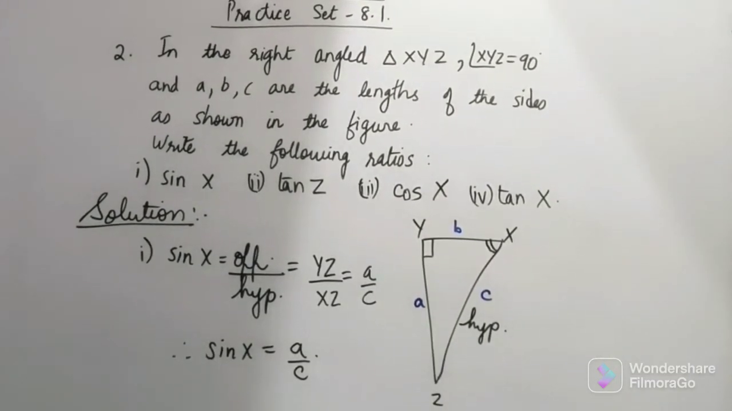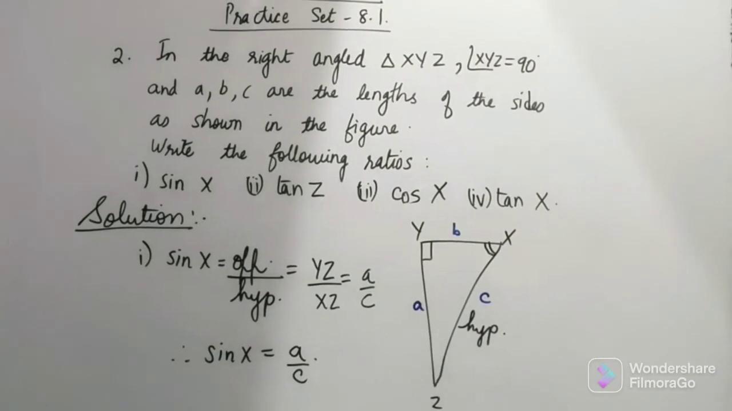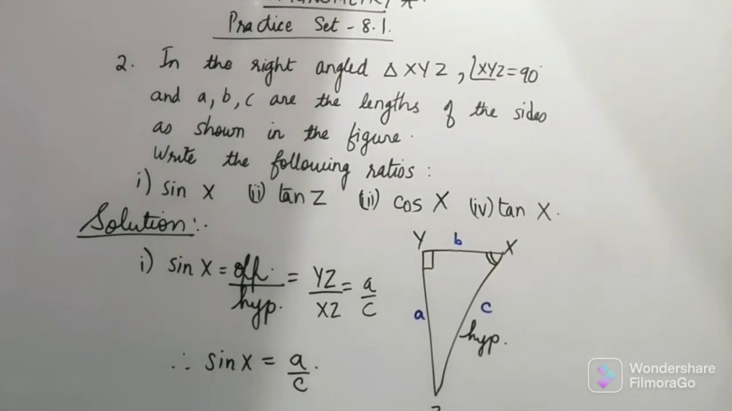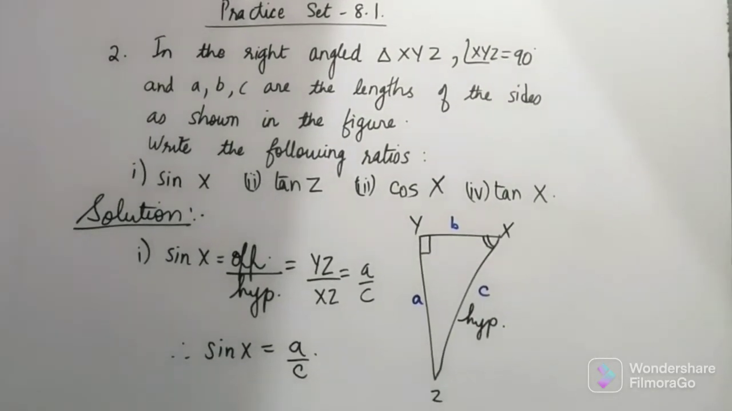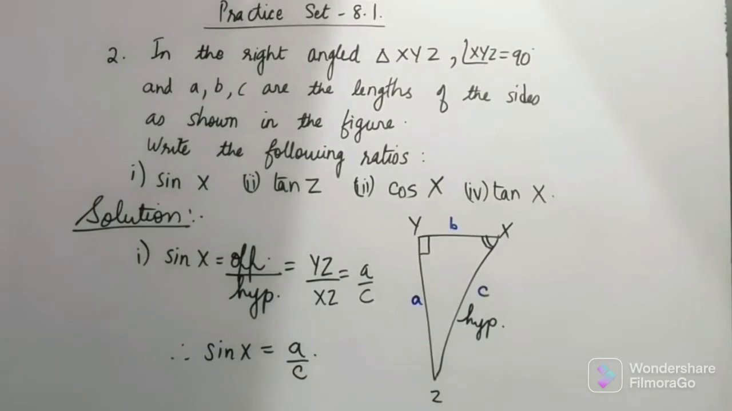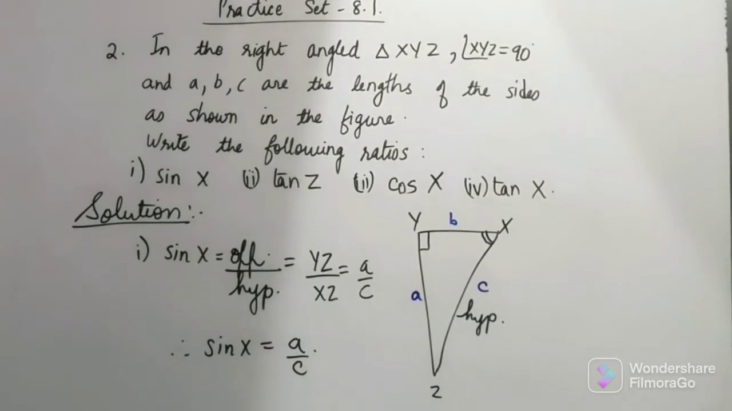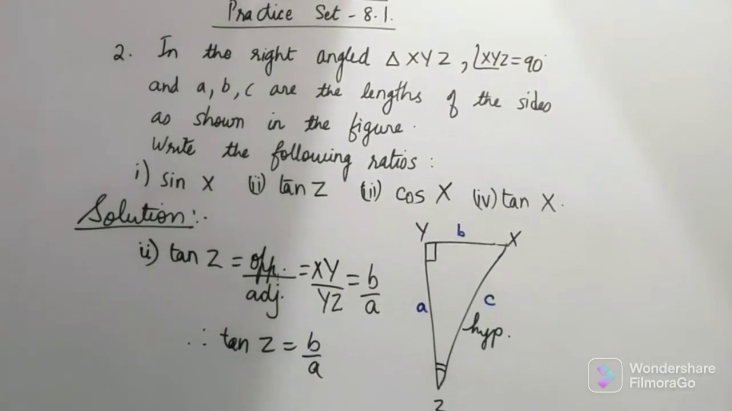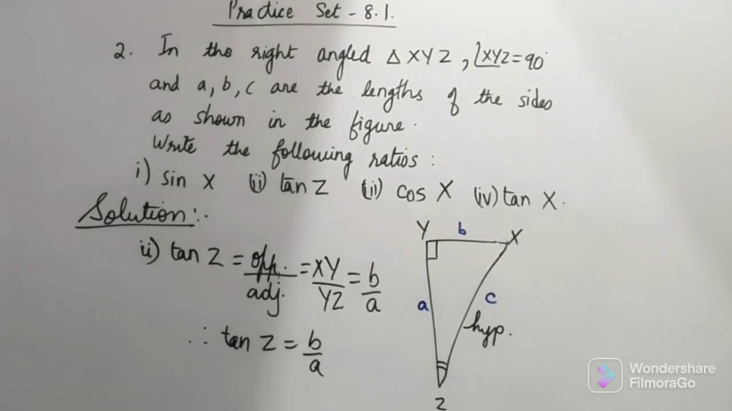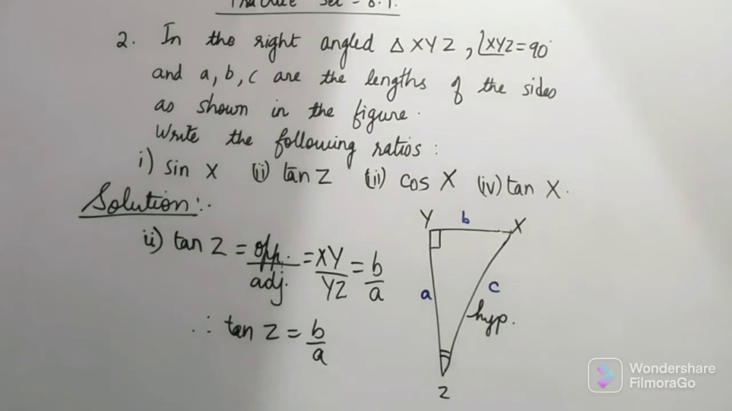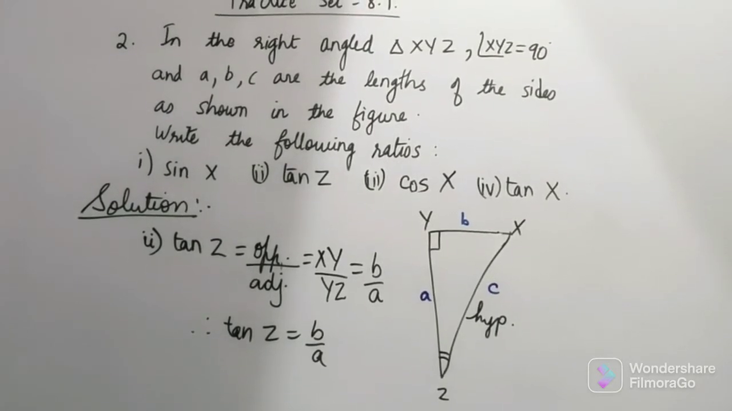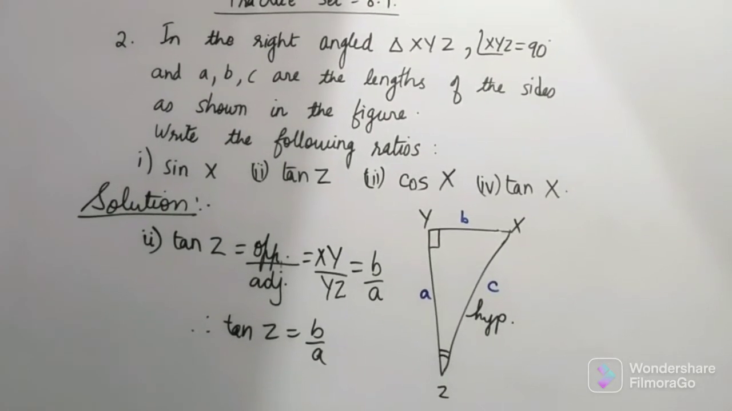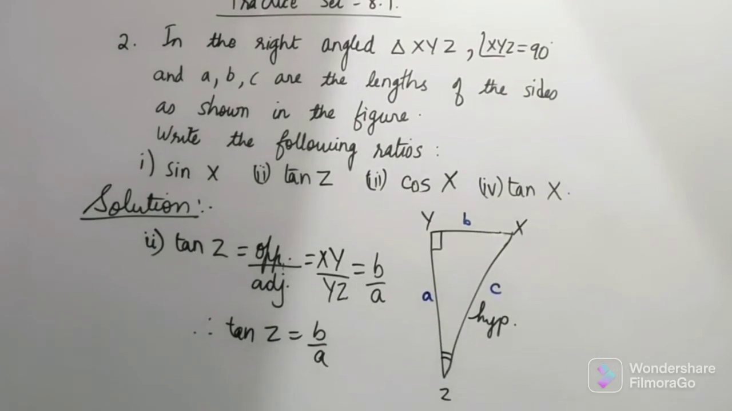As we have already discussed, sin X is opposite upon hypotenuse. So opposite of X side is YZ and hypotenuse is XZ. YZ is given A, hypotenuse is C. So sin X will be A upon C. Second one is tan Z. Tan is opposite upon adjacent. So taking Z into consideration, opposite is XY and adjacent is YZ. The lengths are given as B and A. So tan Z will be B upon A.